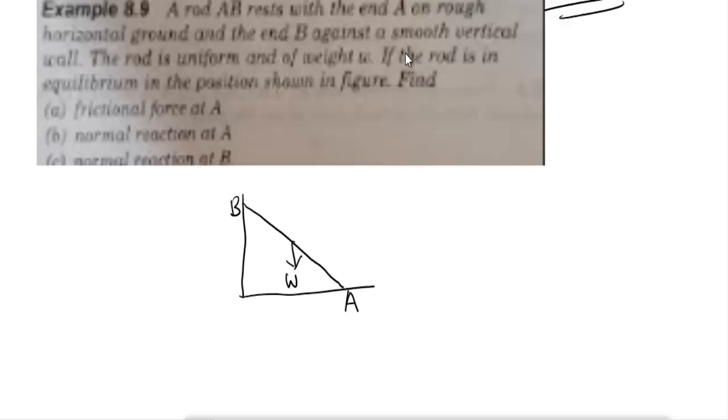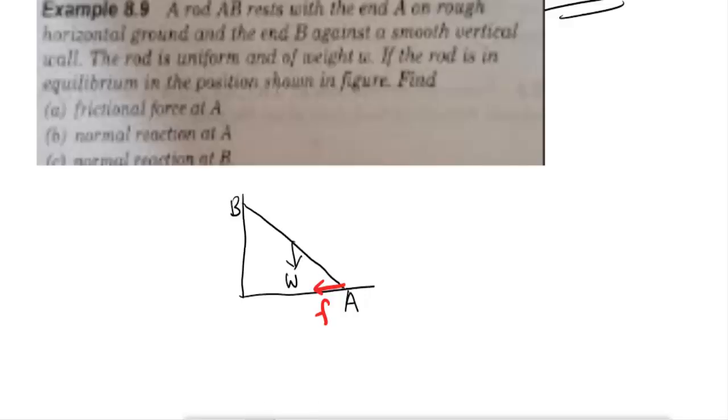If the rod is in equilibrium in the position, so this position is equilibrium, so the net force acting on it will be equal to 0. Find the frictional force at A. So friction is acting in the opposite direction. I'll represent it as frictional force here. This is the frictional force acting on it.